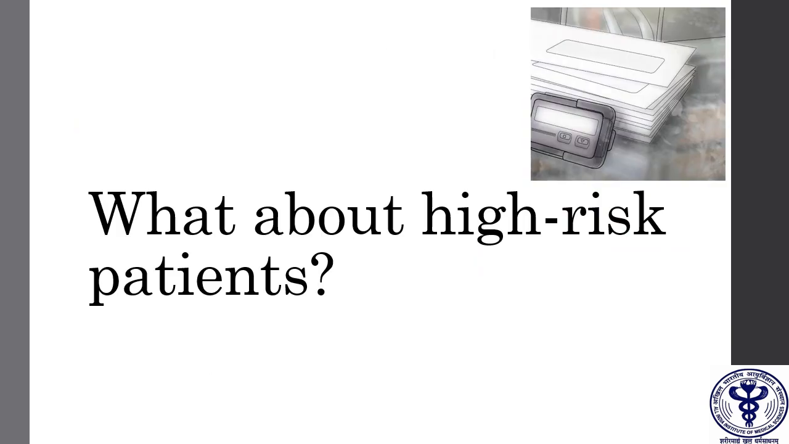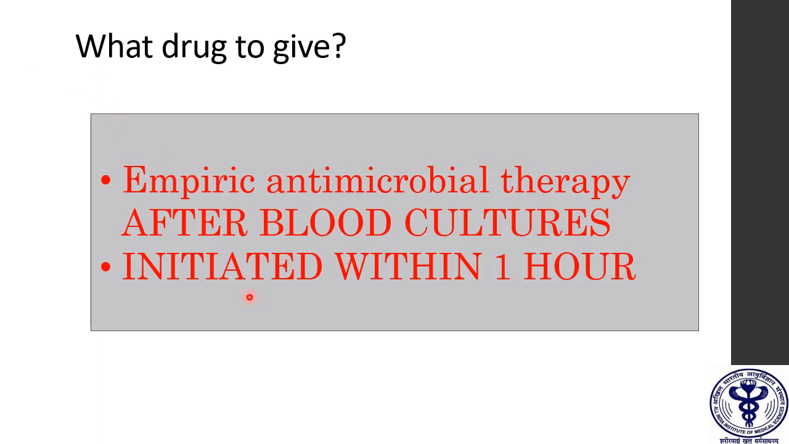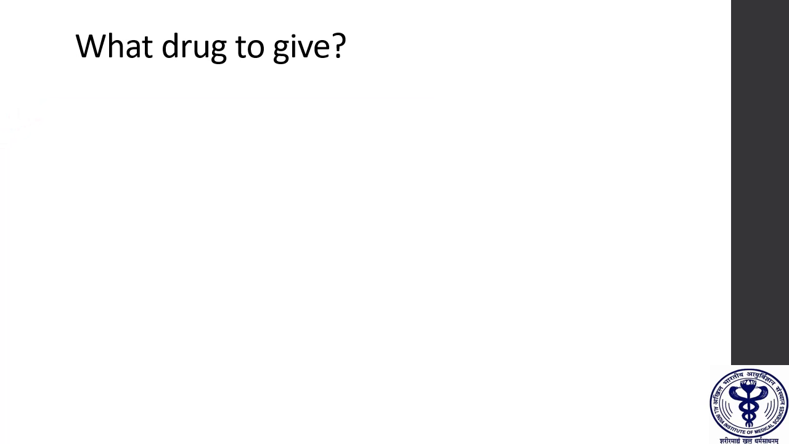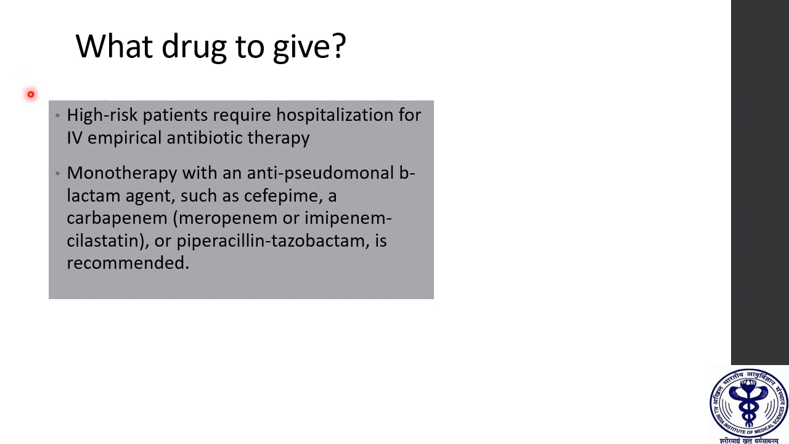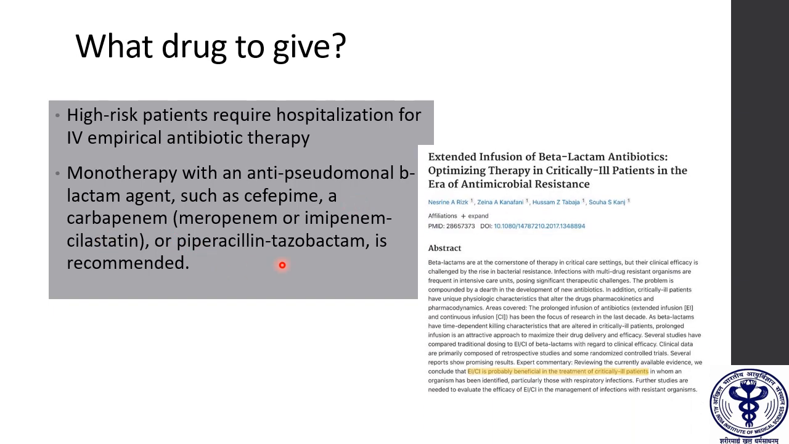If the patient is high risk, however, we have to start off the empirical IV antibiotics after blood cultures within 1 hour. This is the most important takeaway from this slide. What drug to give? So we're starting off monotherapy with anti-pseudomonal cover in the form of beta-lactams, cephalosporins, carbapenems, or piptaz. Remember that extended infusion of beta-lactam antibiotics have been found to have an increased efficacy.